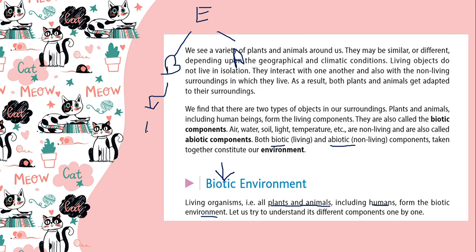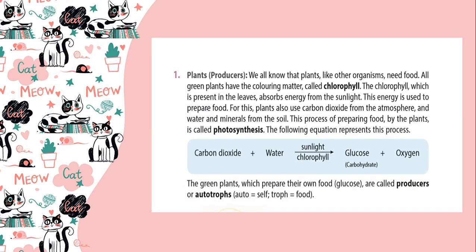First, let's have a look at the first component and then we'll sum up the class. So we are going to learn about this today, and we'll be learning about animals and humans afterwards. So the plants, the producers, let's learn about these first. We all know that like other organisms, plants also need food. We need food, plants also need food.